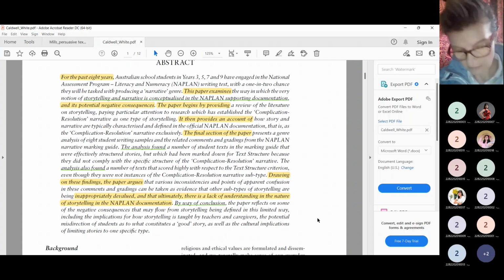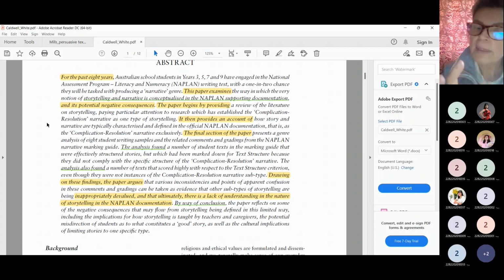So you can see that these people are excellent writers. They know that the most important element of the sentence is right at the start, and they indicate movements in their abstract from one stage to the next beautifully, with phrases at the start of those stages. For the past 8 years, this paper examines, in the development stage the paper begins with this, provides this, the final section does this. Now the findings, which is the resolution: the analysis found, the analysis also found. Beautiful.